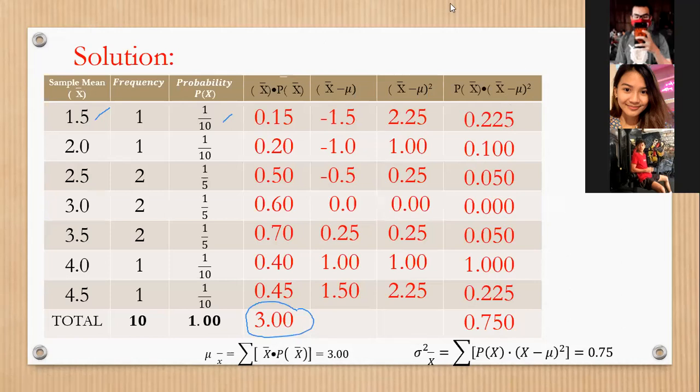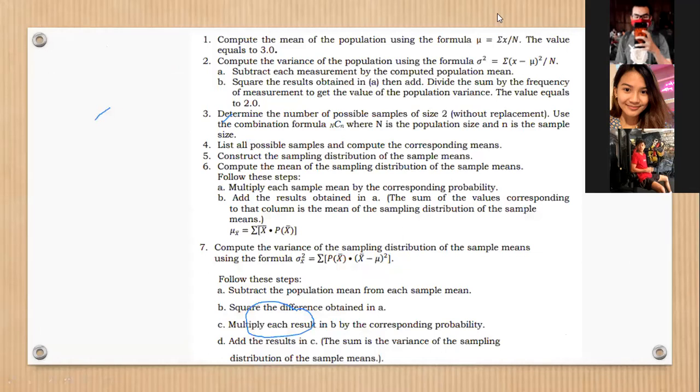Anybody? Wala po. So that means walang tanong, naintindihan lahat. So as we tried to list down, ayan. So nasagot natin yung question number 1 dun ha, that the sample mean is equal to 3 and the variance is equal to 0.75.